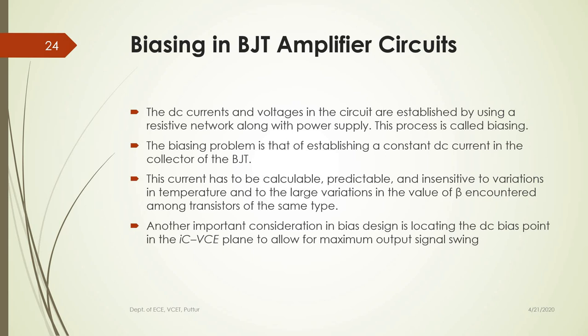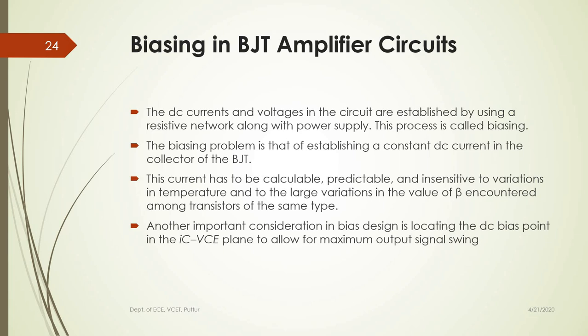These are DC currents and voltages at the various points of the circuit, established by using the resistor network along with the power supply. It might be a single power supply or dual power supply. Next, the biasing problem. Why do we require biasing? As I told already, it is to put the Q point, the DC bias point, at the center of the load line to get faithful reproduction of the output. That is why we go for biasing.